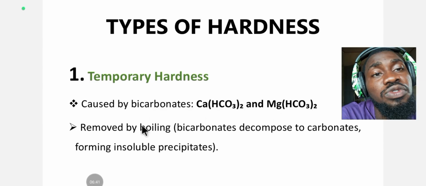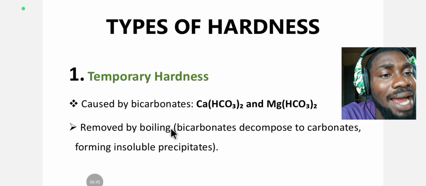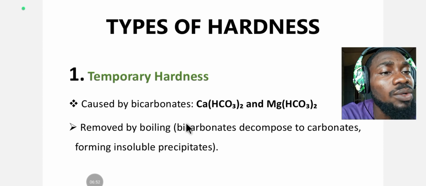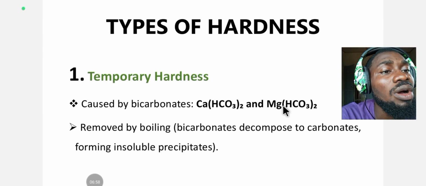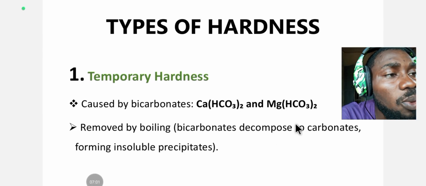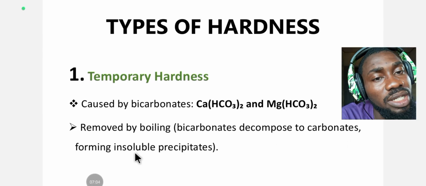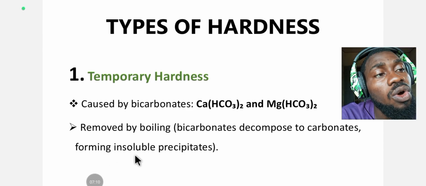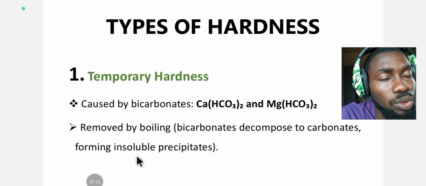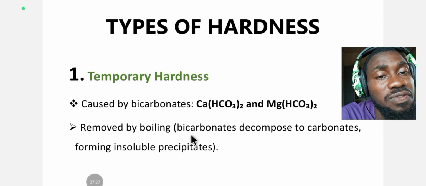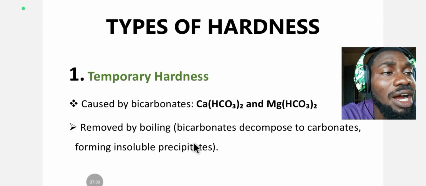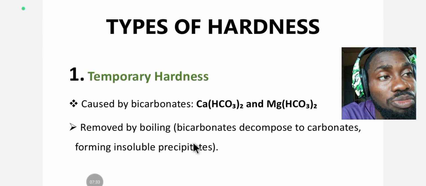Okay, so how do we remove temporary hardness of water? Remove by boiling. When you boil the temporary hard water, the bicarbonate in it, calcium hydrogen carbonate or magnesium hydrogen carbonate, decomposes in the presence of heat to give a carbonate such as calcium carbonate. During the process, carbon(IV) oxide is released as a byproduct into the atmosphere, and an insoluble carbonate is formed as a precipitate, which can be filtered out of the water, and the water becomes soft.